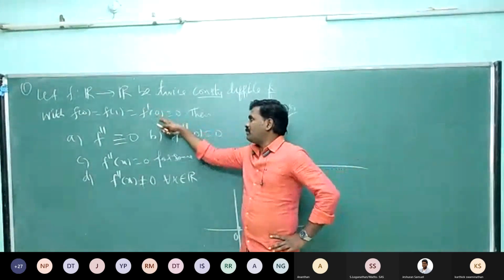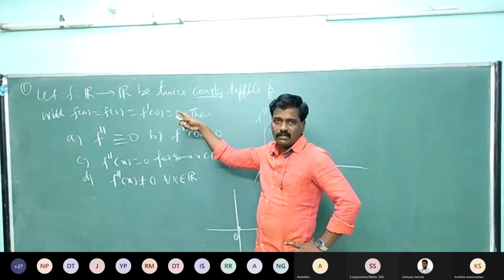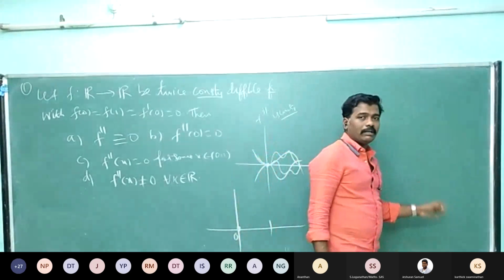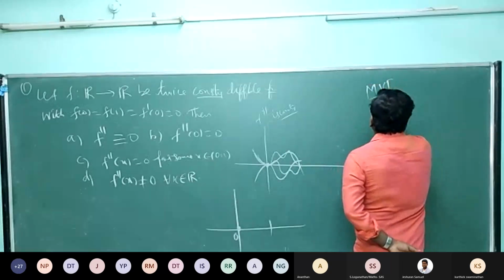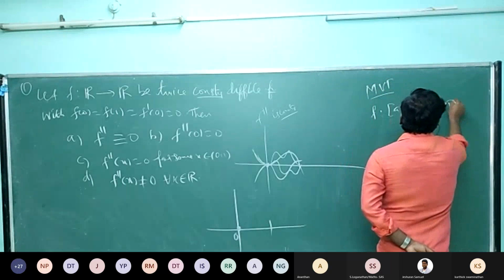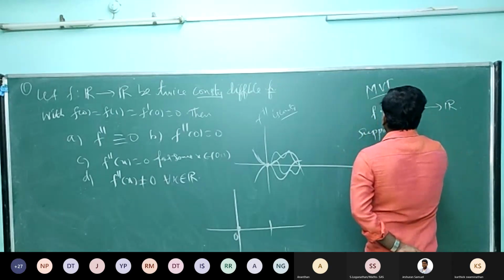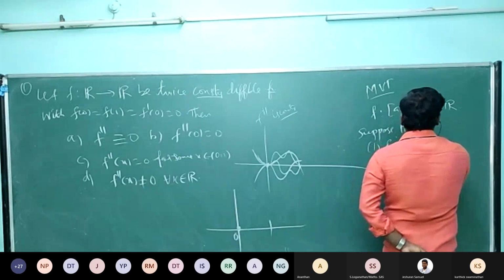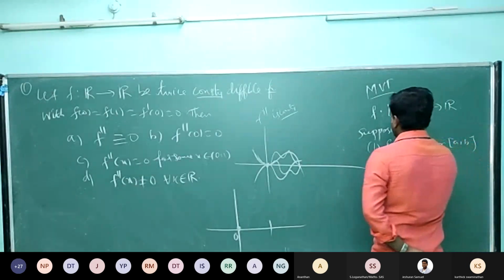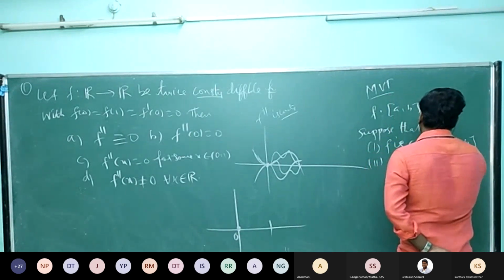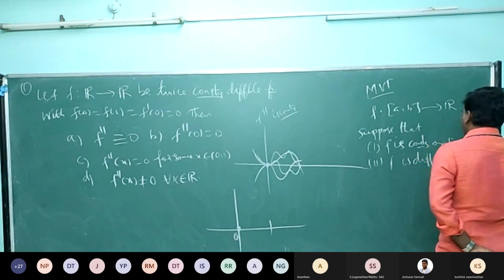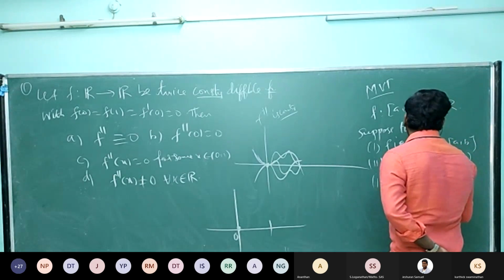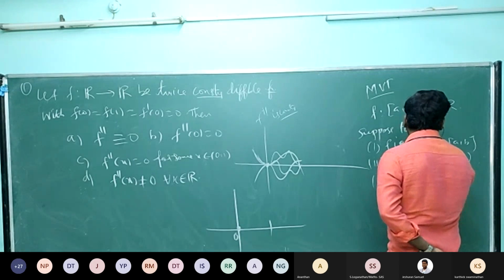The derivative f prime of 0 equal to 0 means the tangent at the point 0 is horizontal. You know Rolle's theorem and the mean value theorem, and I will very shortly write it. MVT is the mean value theorem. Let f go from some closed interval a comma b to R. Suppose first, f is continuous on the closed interval a comma b. Second, f is differentiable on the open interval a comma b. Third, then we can write the mean value theorem, or we can write Rolle's theorem.